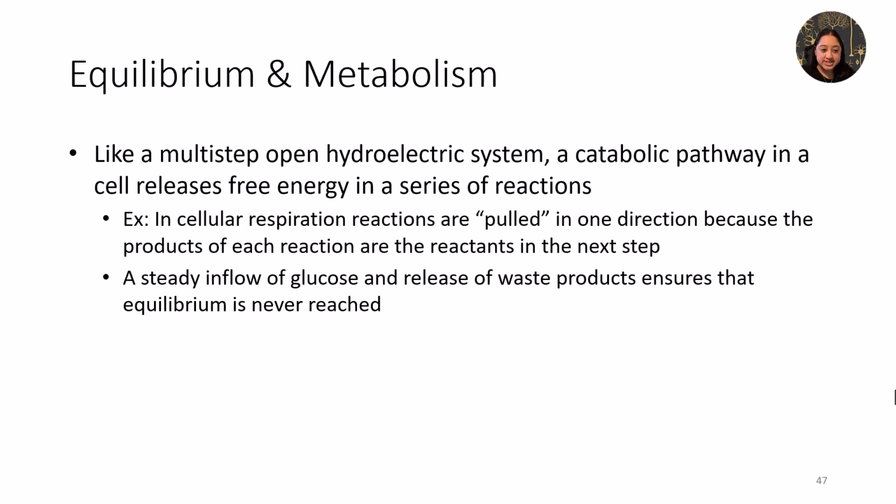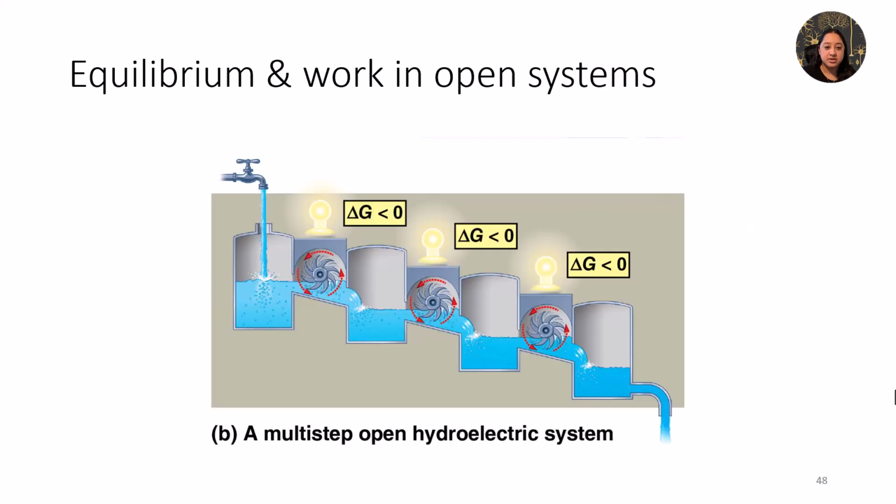So in a living organism, a steady inflow of glucose and then release of the waste products ensures that equilibrium is never reached. So here's a picture kind of showing that example. It's not just one system. There's actually multi-step reactions. And that's the big concept, basically, that hopefully you also get from this whole lecture: it's a bunch of different reactions that help power the ones afterwards. And if you have new glucose and you get rid of the waste products like carbon dioxide that we breathe out, then this system continues.